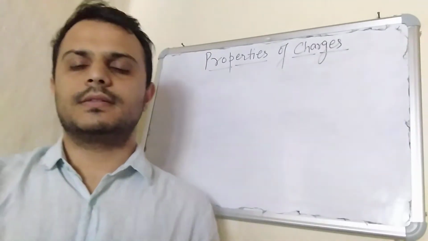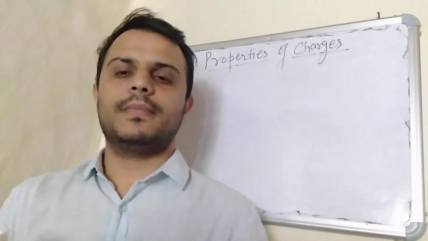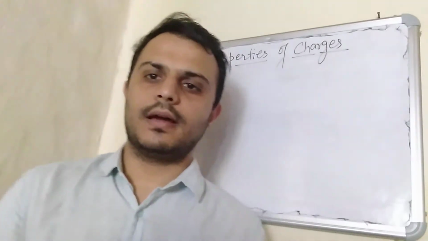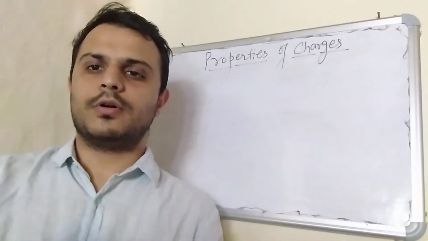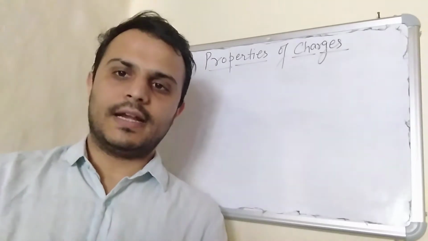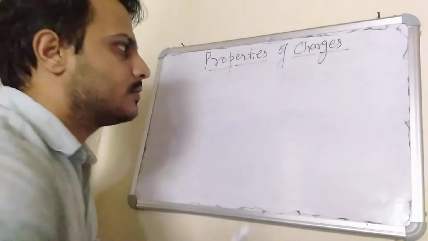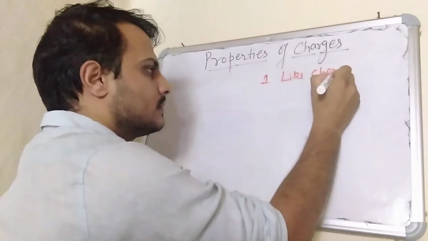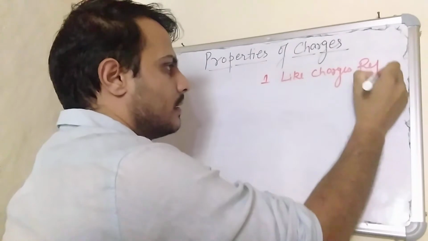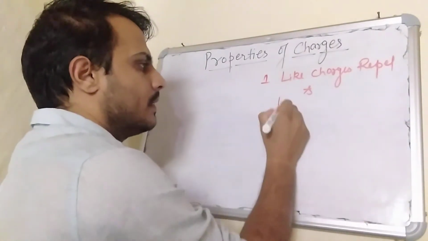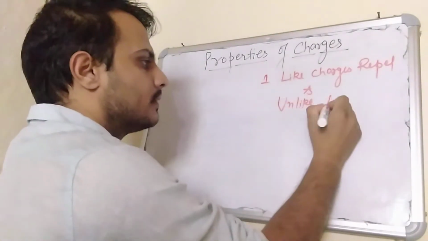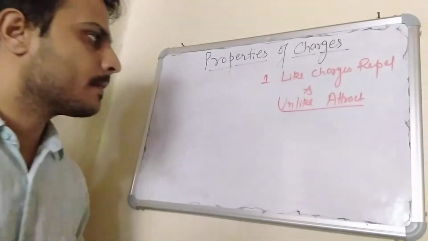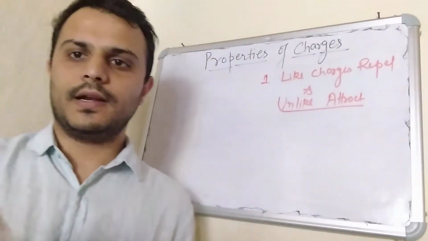So the first property is like charges repel and unlike charges attract. Positive will repel positive, negative will repel negative, and positive and negative will attract each other. So this is the first property, meaning like charges repel and unlike attract. This is the very basic property of charges. So unlike means positive and negative.